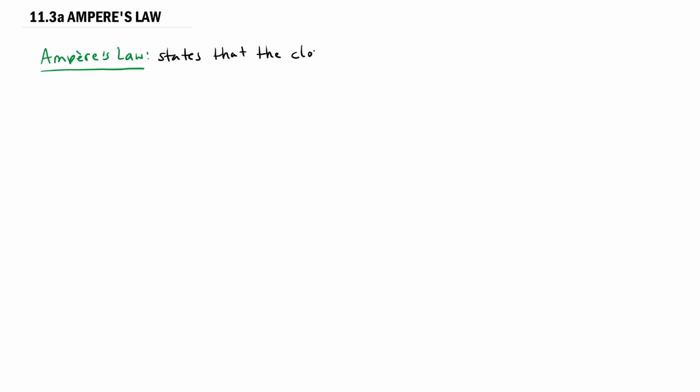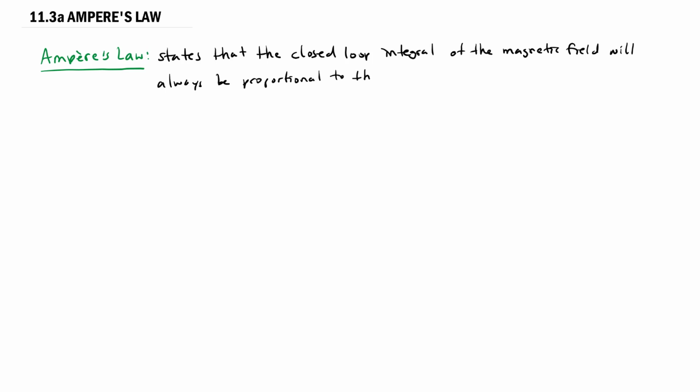that the closed loop integral of the magnetic field will always be proportional to the total current passing through the cross-section enclosed by the loop.